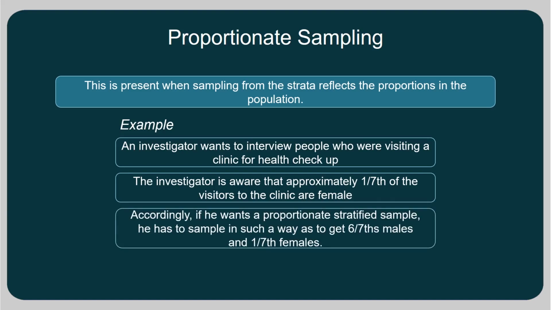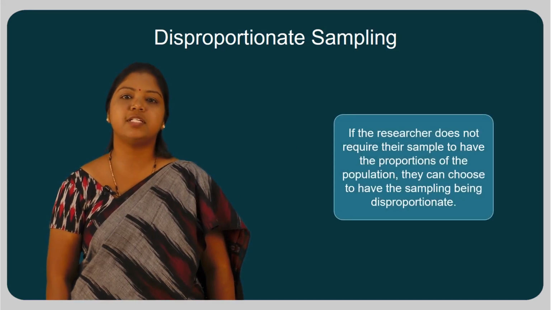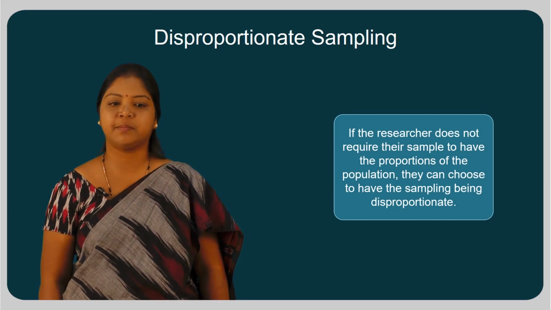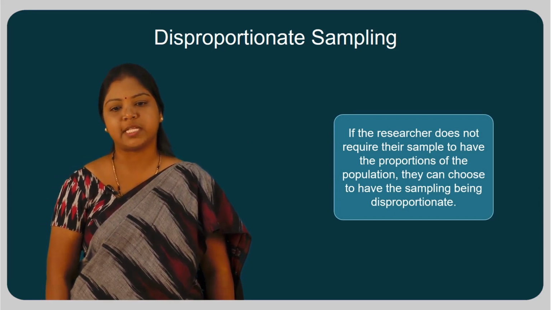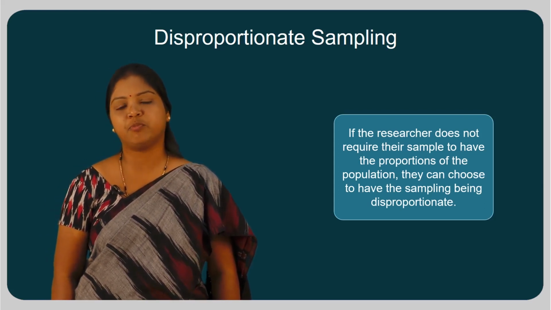men and 1/7 female. Disproportionate sampling: if the researcher does not require the sample to have the proportions of the population, they can choose to have the sampling be disproportionate. In the above example, the researcher may take an equal number of men and women.